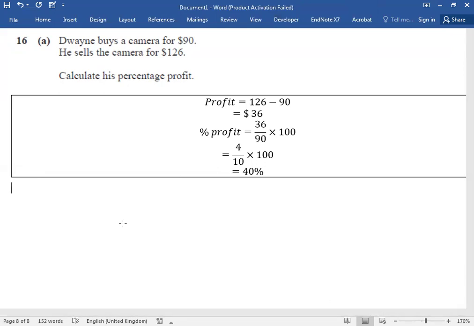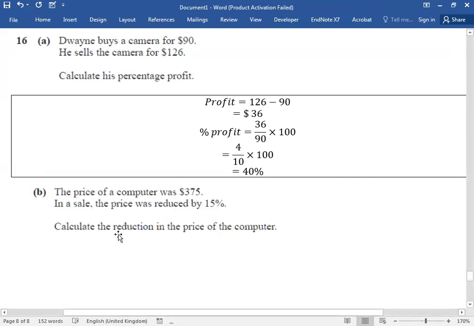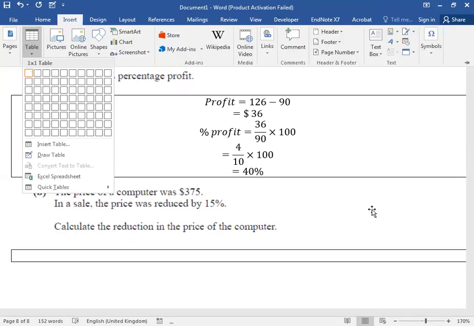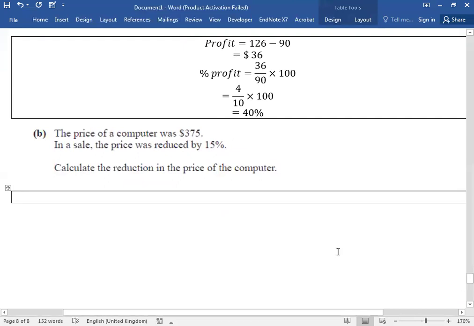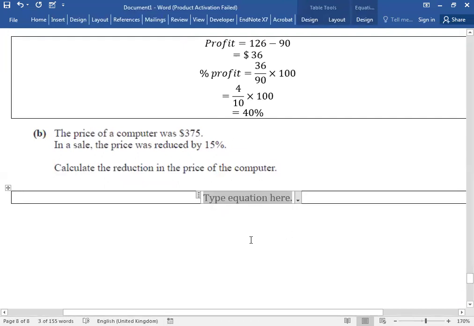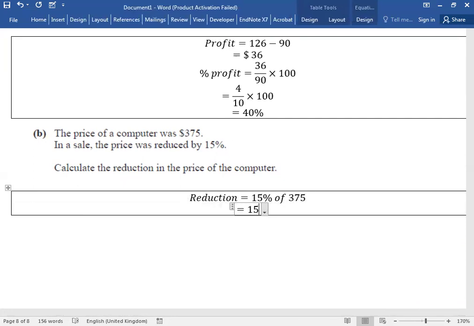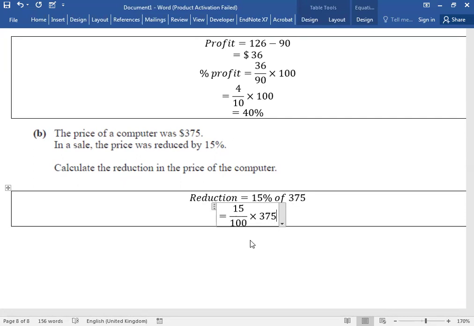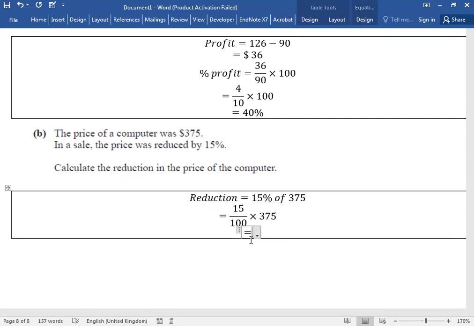Now in part B, the price of a computer was $375. In a sale, the price was reduced by 15%. So if the price is reduced by 15%, calculate the reduction in the price of the computer. So reduction is 15% of 375. So 15% of 375. Simplify this. You can cancel by 5 for both, and you can just multiply 15 and 375 and then move two decimal places. What do you get? Give it a try. Try to do it on your own.